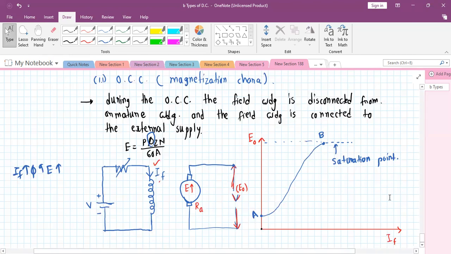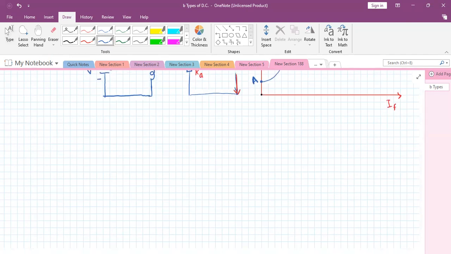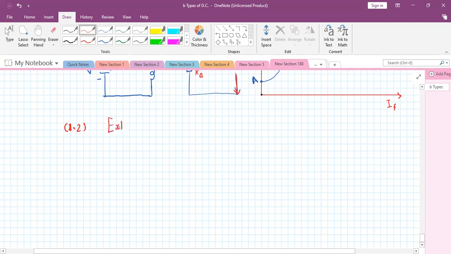Now the second characteristic is the internal characteristic. 1.1 is the OCC for the DC shunt machine, and 1.2 is the internal characteristics. But for the internal, first of all we have to discuss the external characteristic. External means your outer side.